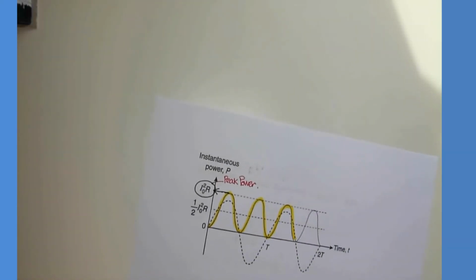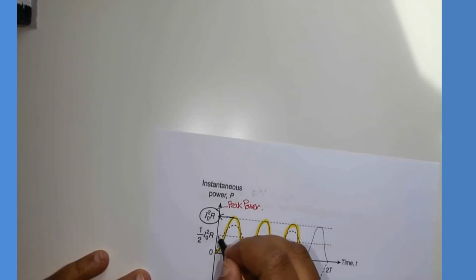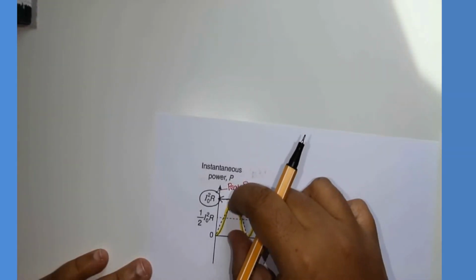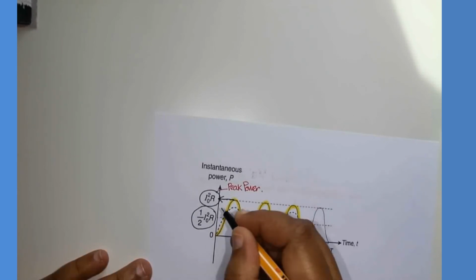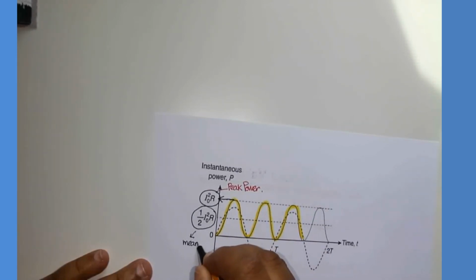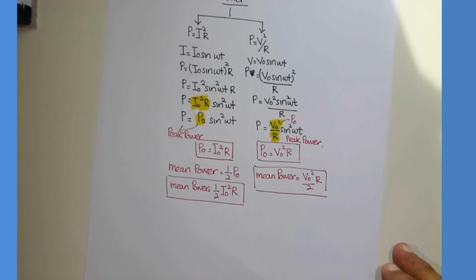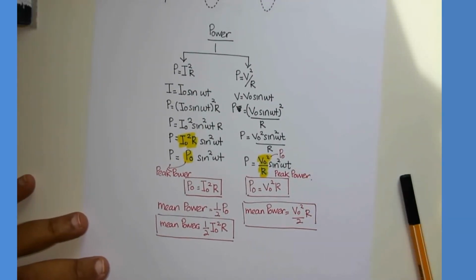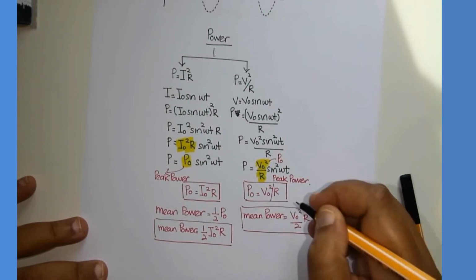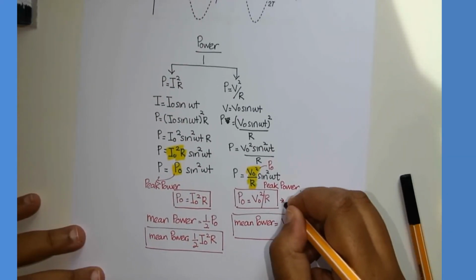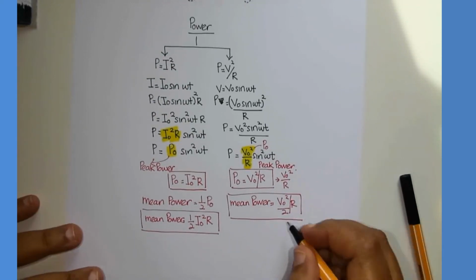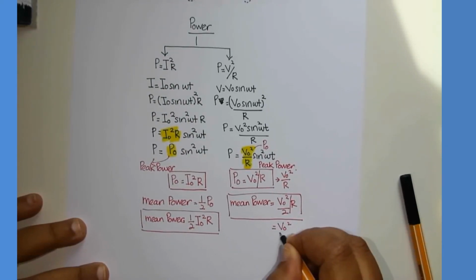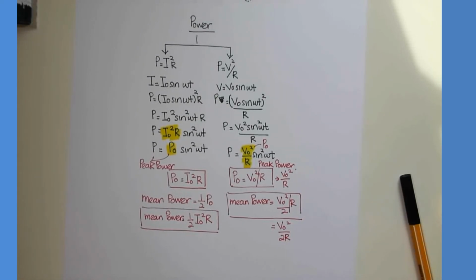If I draw it in the graph, it will be here, half of peak power. So this is peak power, right? So half of it, this one will be mean power. Oops, this one is V naught square over R. Sorry, this is over R. Again, V naught square over R. This is V naught square over 2R.